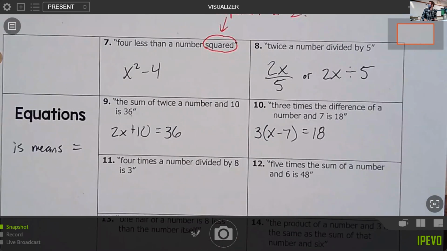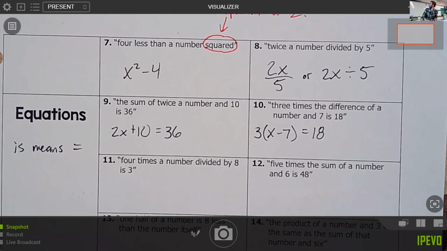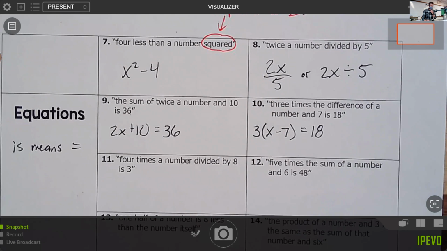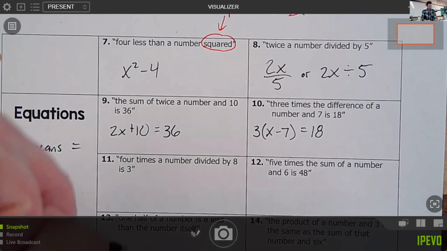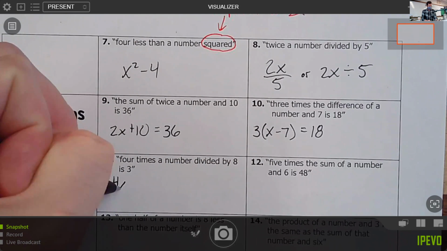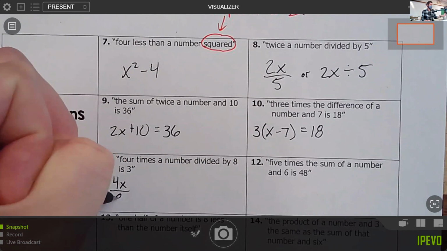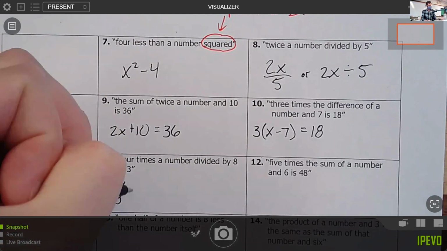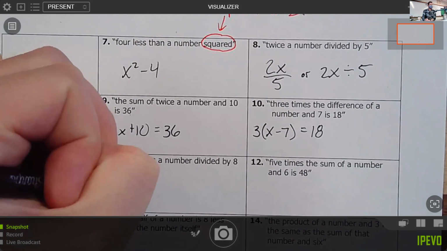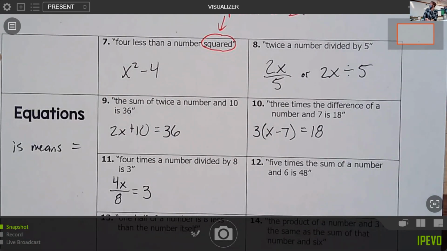All right, next one, 11. 4 times a number divided by 8 is 3. All right, so 4 times a number would be what? How are we going to write that? 4x divided by 8, so over 8, or divided by 8, either way, equals 3. So 4x over 8 equals 3.